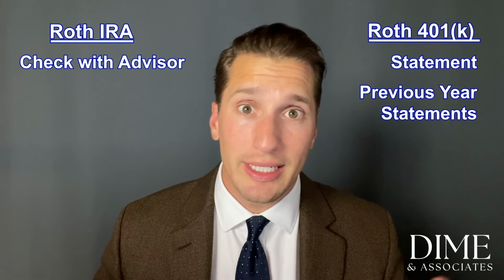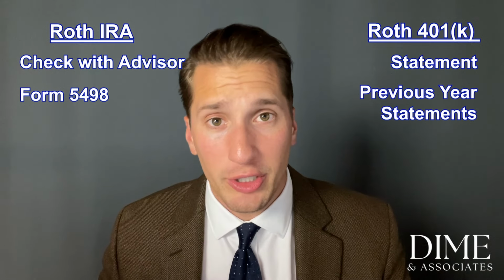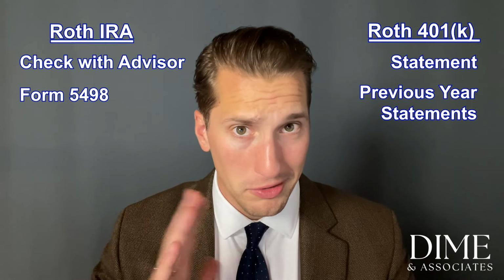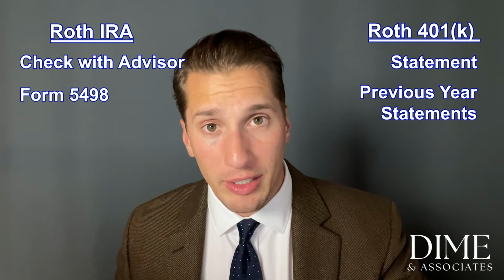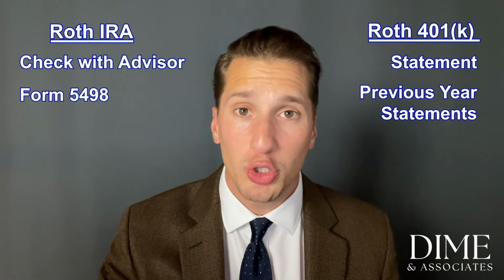Every year, you'll ideally get a tax form called a Form 5498. That's just an informational tax document. You don't need to include it on your return because it already goes to the IRS, whereby it tells you here's exactly how much money was put into this Roth IRA, whether through a contribution or a conversion.